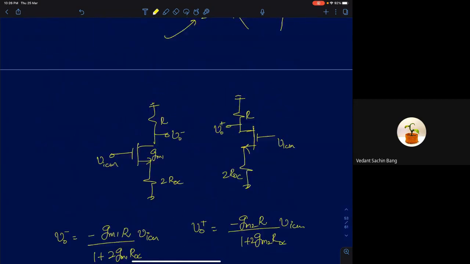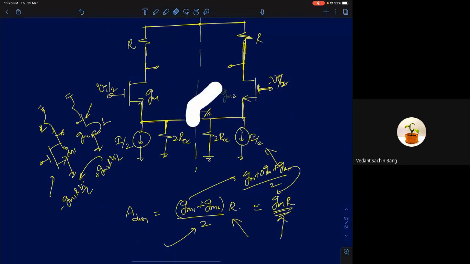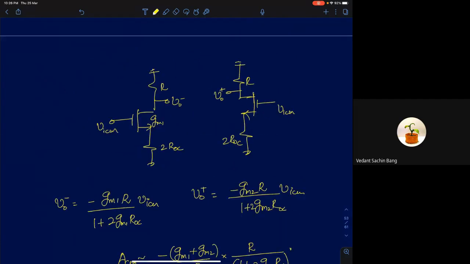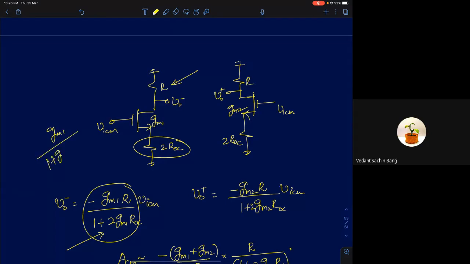To find the common mode gain, again, what should I do? I should open circuit this node, but I'll retain both the halves. So I'm going to get a circuit that looks like this. I'll ignore R naught for the time being. So you have GM1 and GM2 here. The first circuit will have a gain of GM1R, where R is your load resistance, upon 1 plus 2 GM1 ROC. So this is like a source degenerated MOS common source. The transconductance becomes GM1 by 1 plus GM1 into 2 ROC.